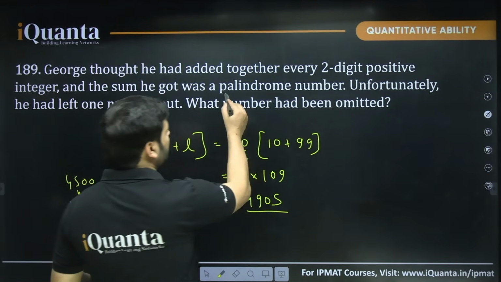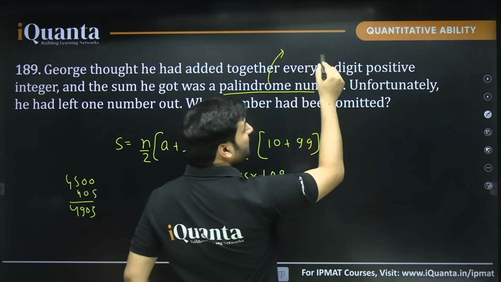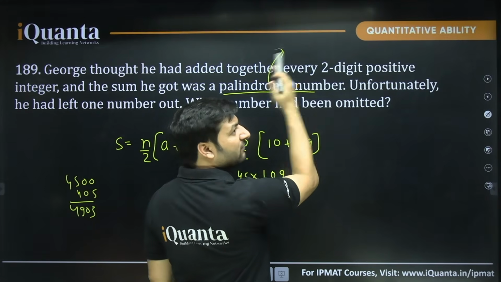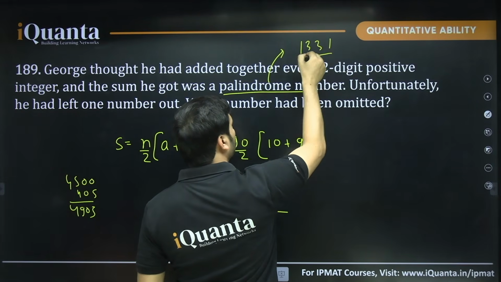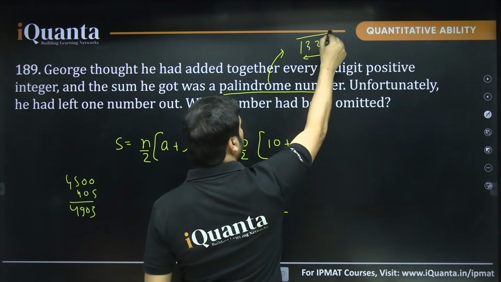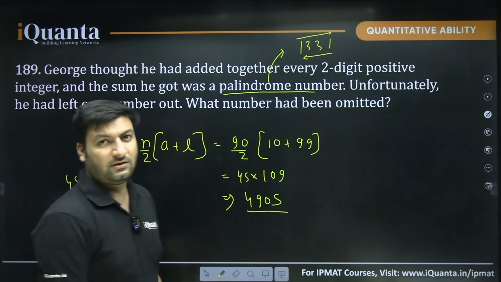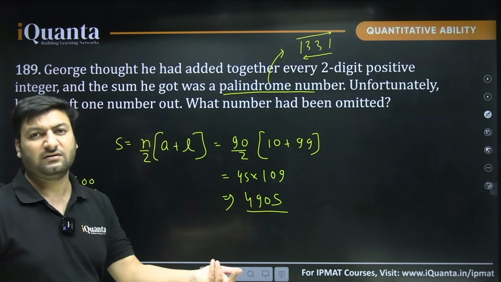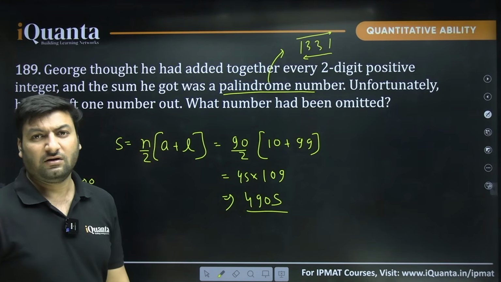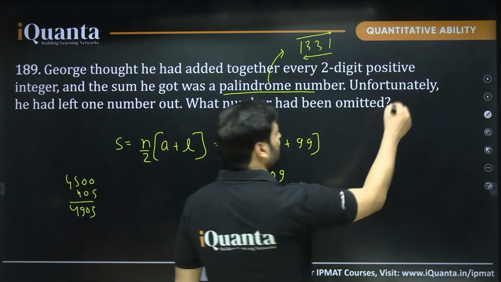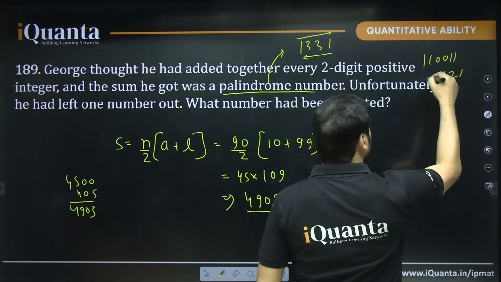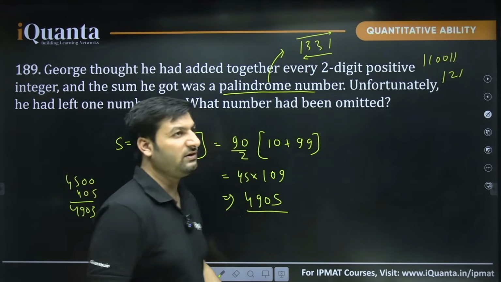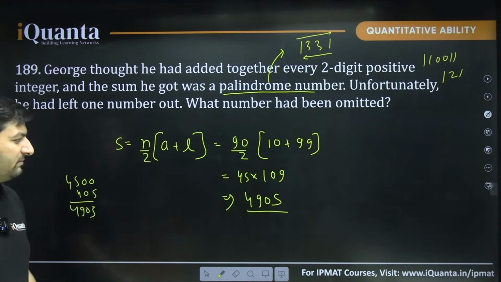What are palindrome numbers? Palindrome numbers are those numbers which, if you read them forward or backwards, are the same, like 1331. It's a palindrome number because if you read it from right to left, it is 1331, from left to right 1331, okay? Or 1551, that is also a palindrome number. Say 110011, okay? 121, this is also a palindrome number. Numbers which you read left to right or right to left are the same.